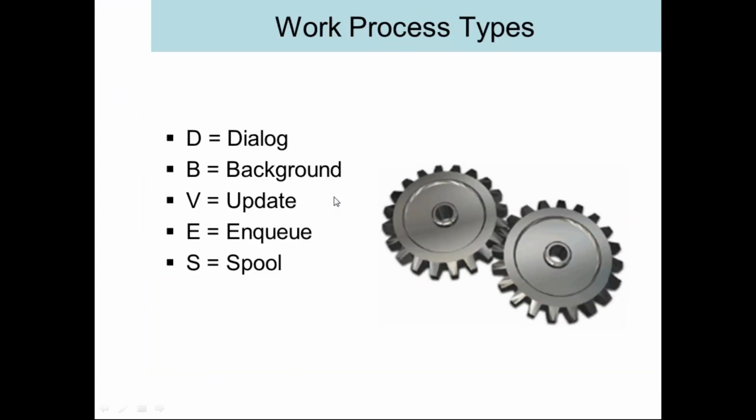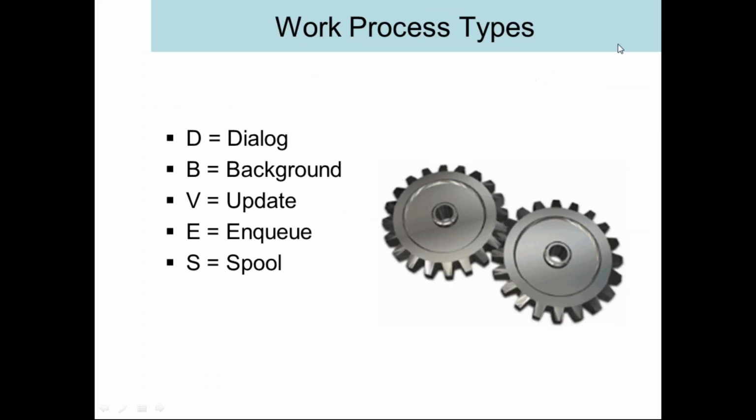Now, how do you say the instance is working? Based on the work process. What are the work processes here? D stands for dialogue, B stands for background, V stands for update, E stands for enqueue, S stands for spool. We'll discuss how each works one by one.